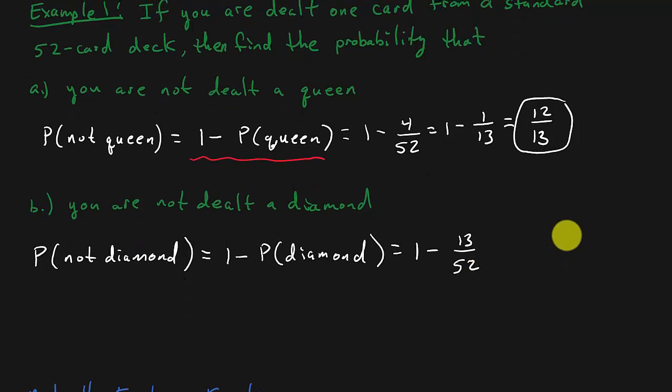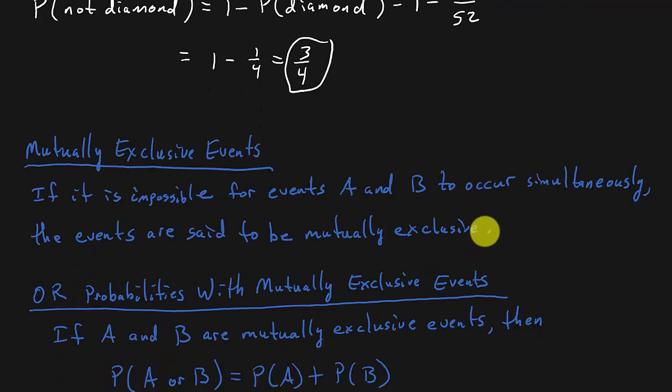All right, and so this is going to give us 1 minus 1/4, which is 3/4. All right, and that's the whole concept of doing this, of doing the complement rule. It makes it easier to do. Okay. All right, so let's look at this.